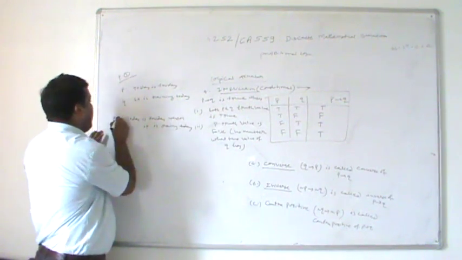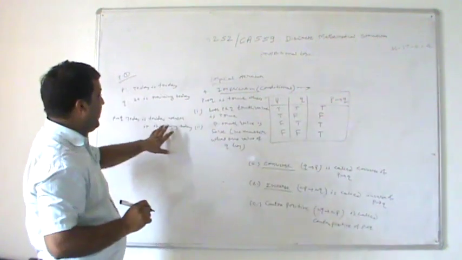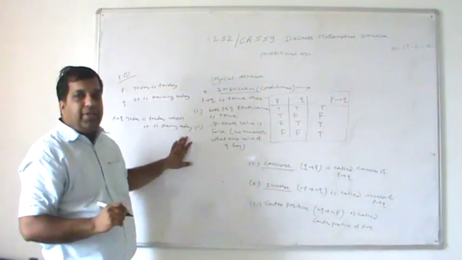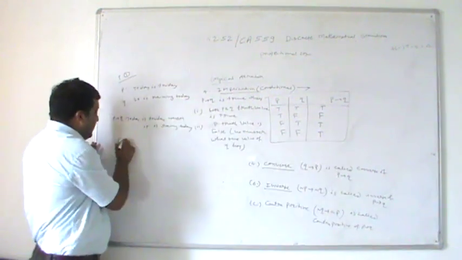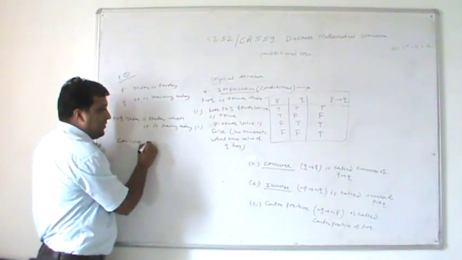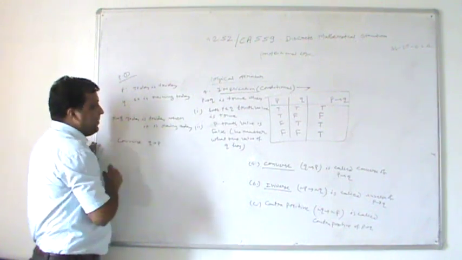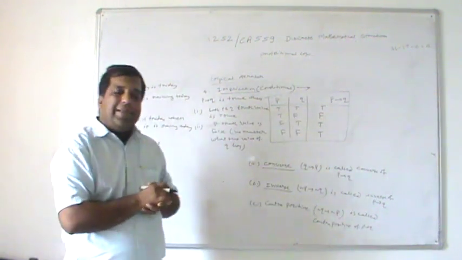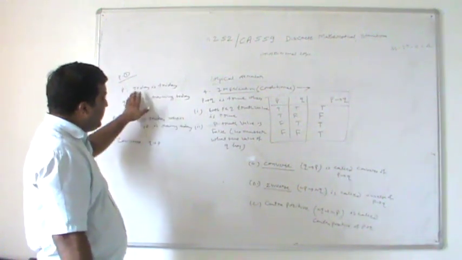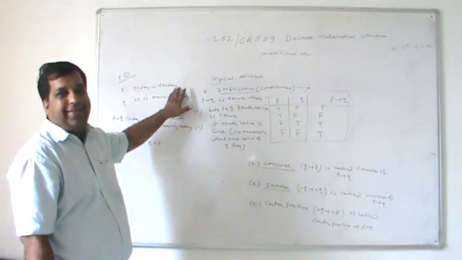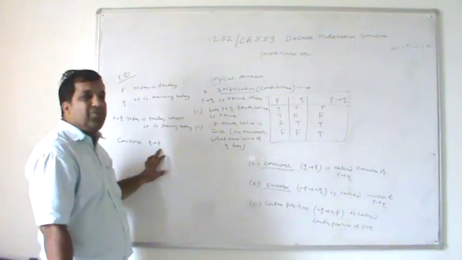So that is the P implies Q: today is a Friday when it is raining today. Now we want to find the converse of this one. The converse is nothing but Q implies P. Q implies P says it is raining today whenever today is a Friday. That is the implication of Q implies P.